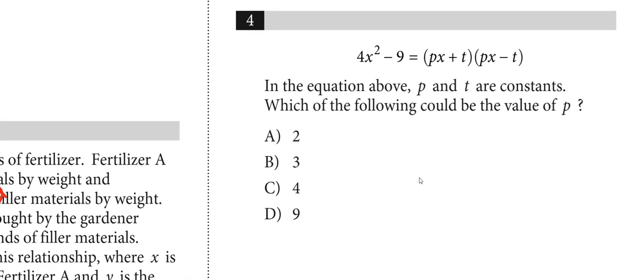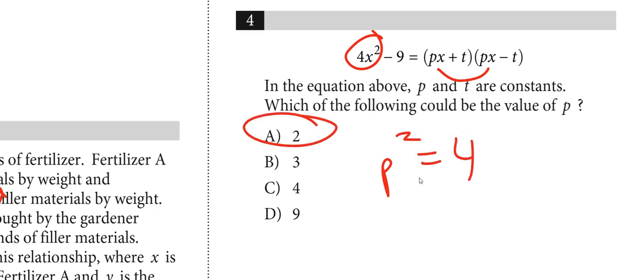Question 4. In the equation above, p and t are constants. Which of the following could be the value of p? Well, we know that if you take the first times the first, you get the squared term. So p has to be the same thing, so that's p squared equals 4. There's only one choice that'll do that.